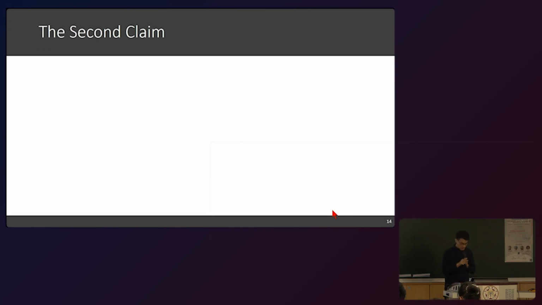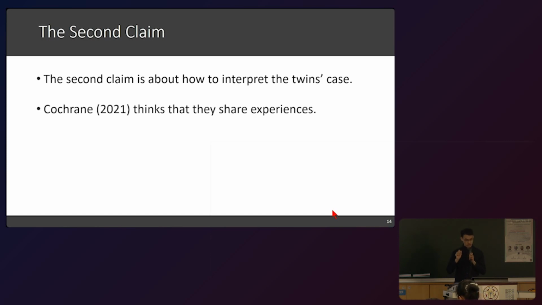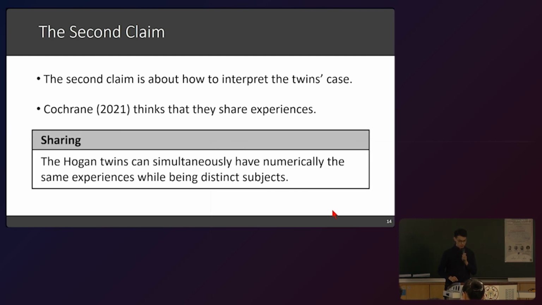All right, let's now turn to the second claim. The second claim is about how to interpret the twins' case. Tom Cochran thinks that they share experiences. More precisely, his view is that the Hogan twins can simultaneously have numerically the same experiences while being distinct subjects. This is the second claim. Let's call it sharing. To better understand the sharing thesis, let me make two clarifications.